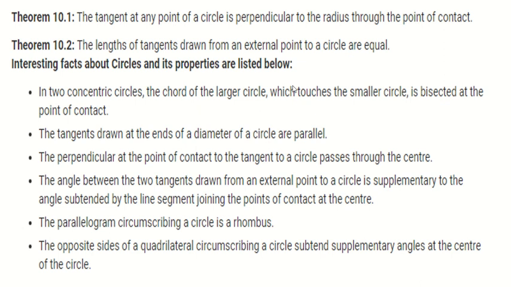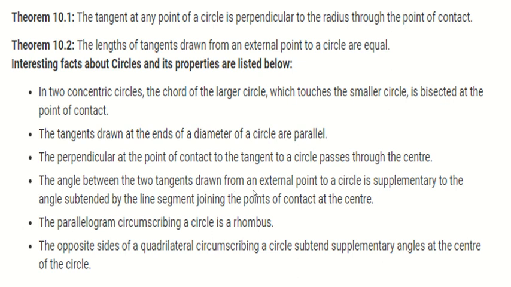Next, we are going to see some important theorems. If two concentric circles, the chord of the larger circle which touches the smaller circle is bisected at the point of contact. The tangents drawn at the ends of the diameter of a circle are parallel. A perpendicular at the point of contact of the tangent to a circle passes through the center.